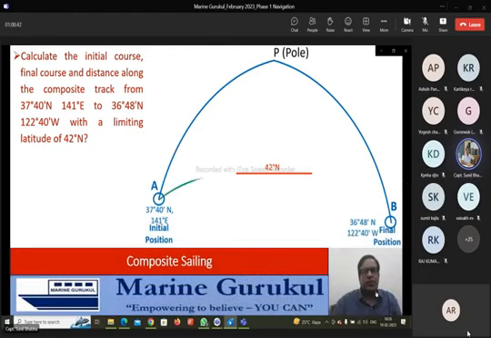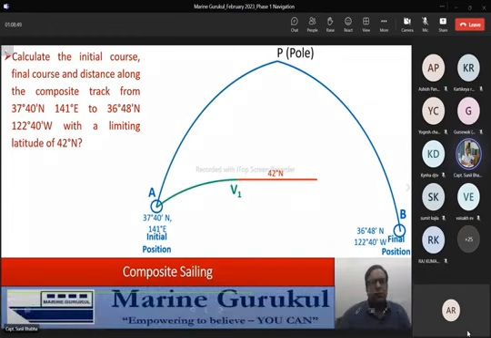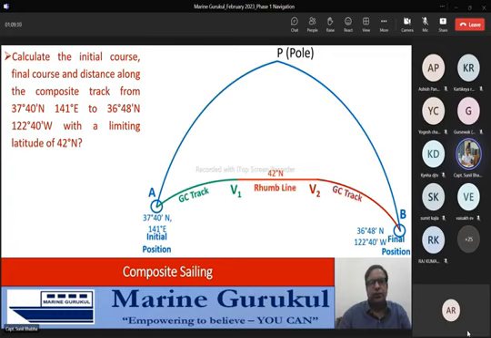Its vertex at the limiting latitude. You can see with vertex at V1, the green part. Likewise, we draw another arc of great circle passing through B with vertex at the limiting latitude and the vertex being V2. Now the vessel shall be moving along the track A to V1, which shall be a great circle track, V1 to V2 along a rhumb line track, and V2 to B along a great circle track, completing our voyage from A to B.